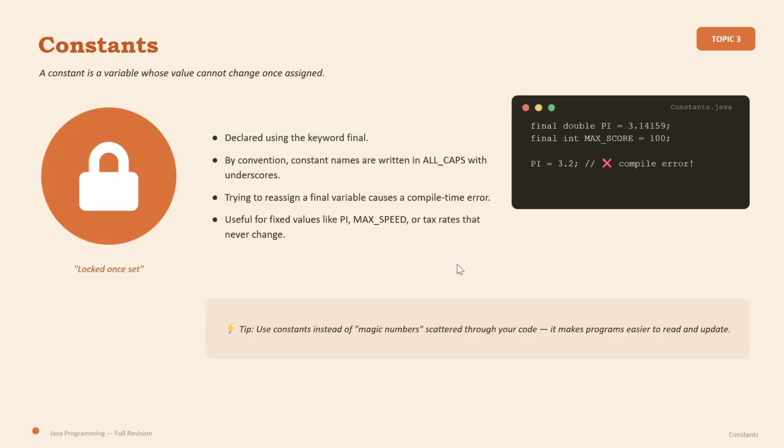Next, we have constants. We have already learned that a variable is a storage location whose value can change during program execution. But sometimes we have values that should never change. For such values, we use constants. A constant is simply a variable whose value remains fixed throughout the program.